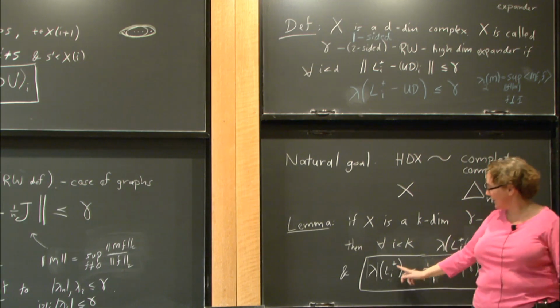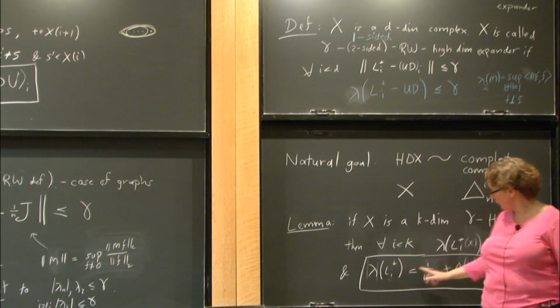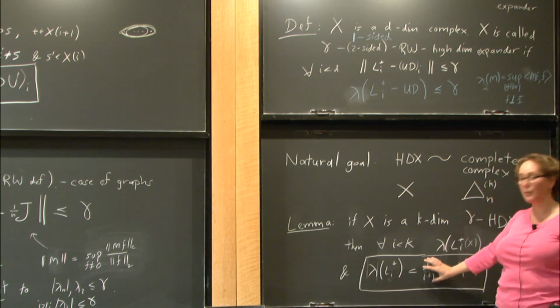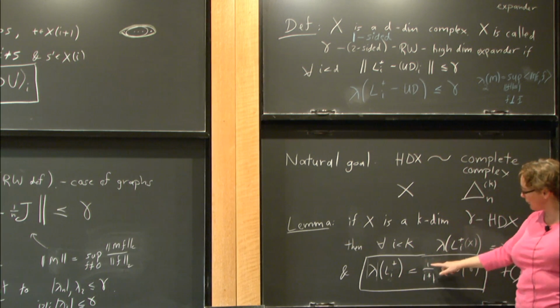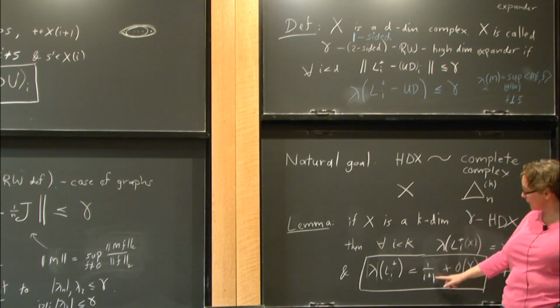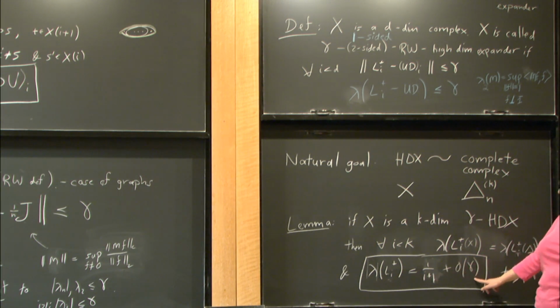L plus is the guy that doesn't have laziness. So if we check it for 0, L plus of 0 shouldn't be 1/2 plus something. It should be 0. Okay, so L plus is the random walk. So it was I plus 1 over I plus 2. I changed it. It's I over I plus 1. When you plug in 0, you get 0 divided by 1 plus O of gamma. So it works for 0.